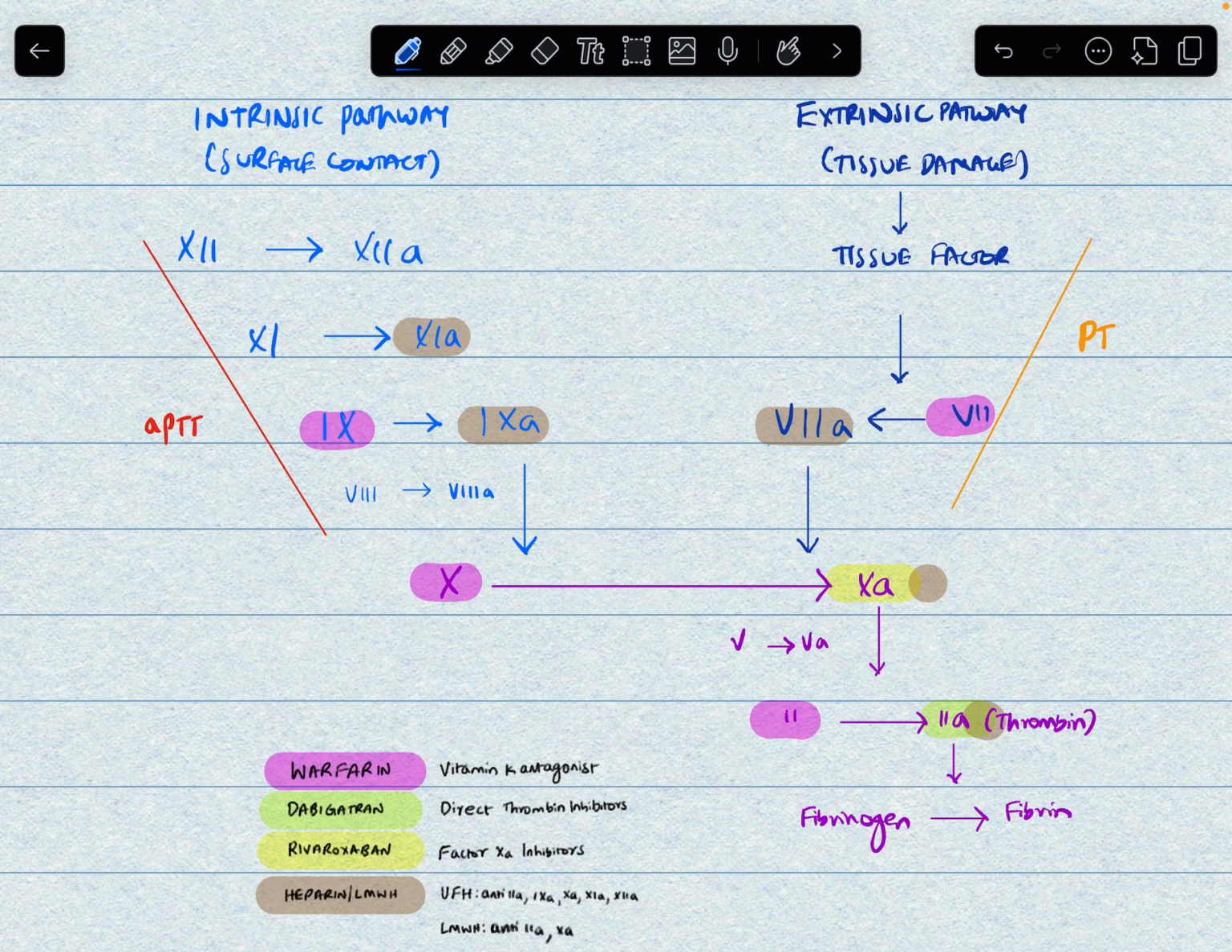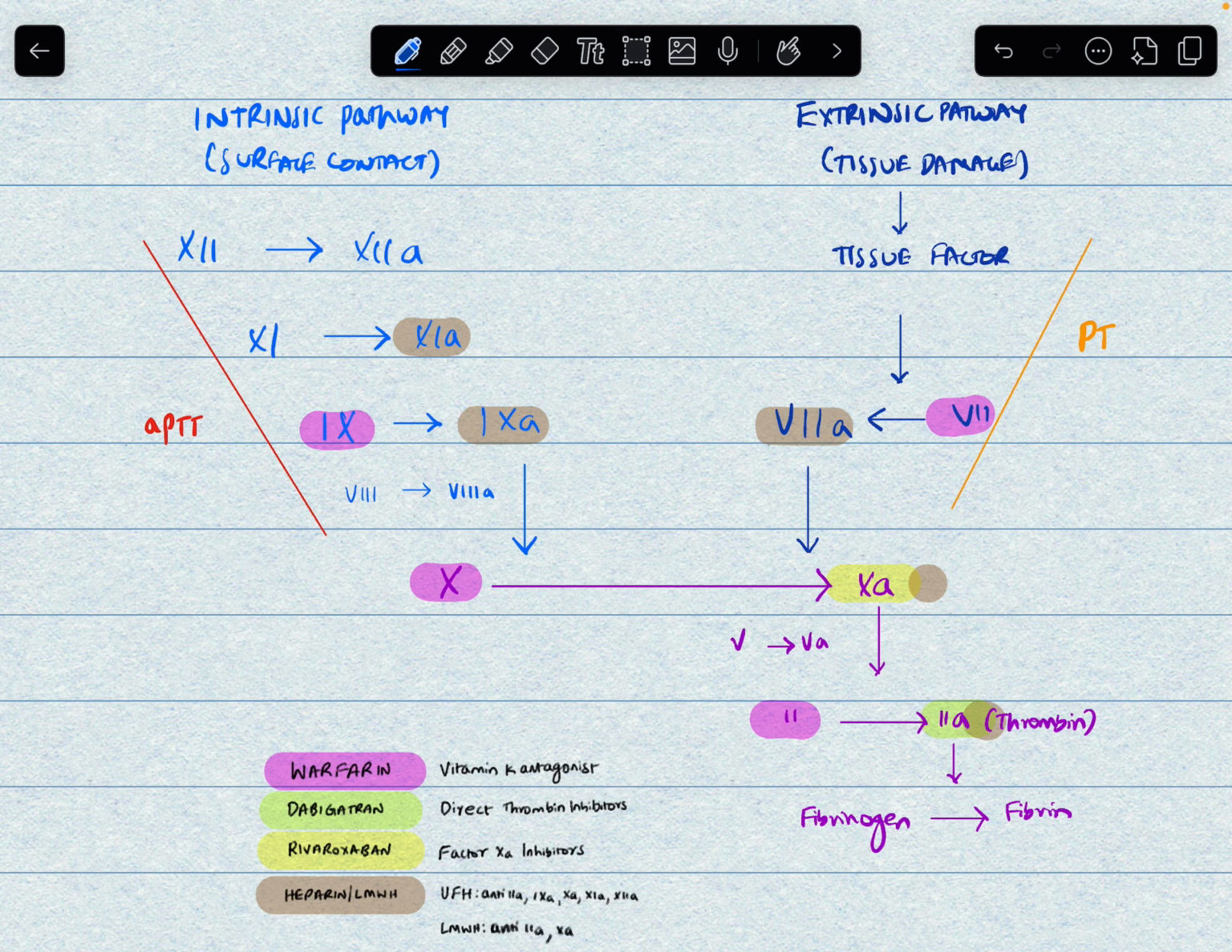When it comes to the intrinsic pathway, it is started with factor 12 and then factor 11 and then factor 9, and this activated factor 9 in the presence of activated factor 8 enters the common pathway.